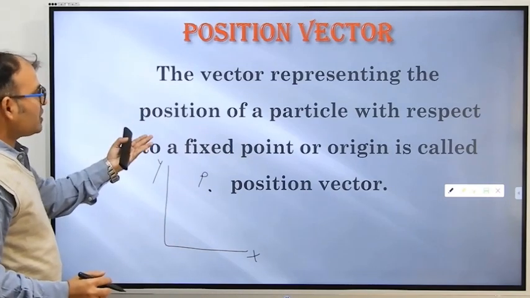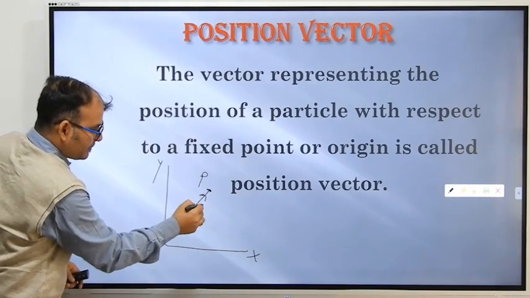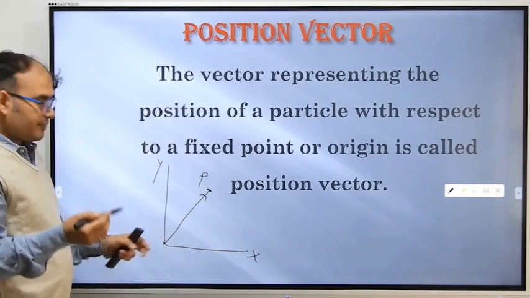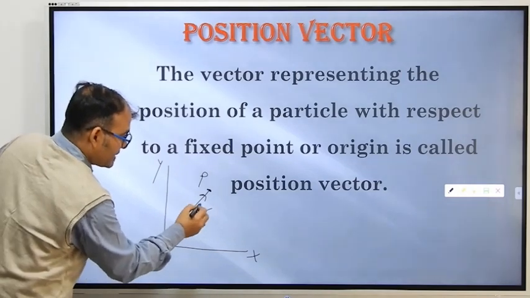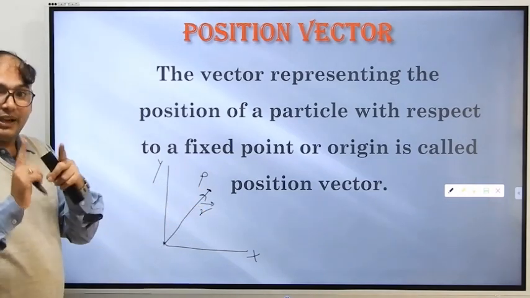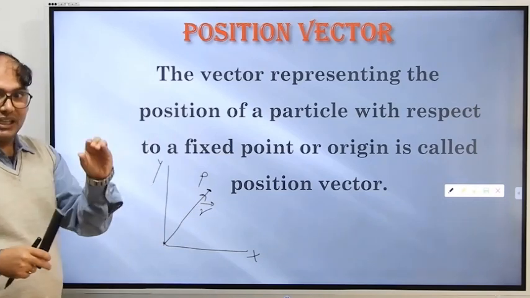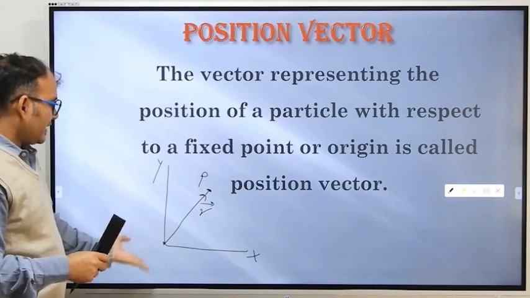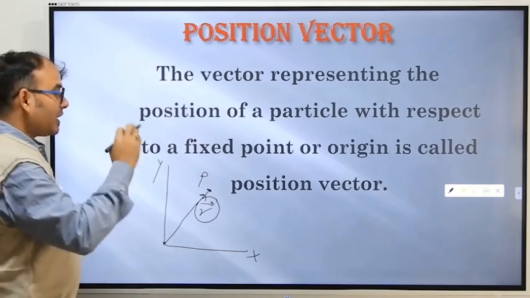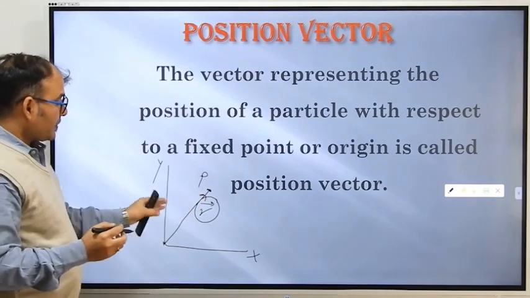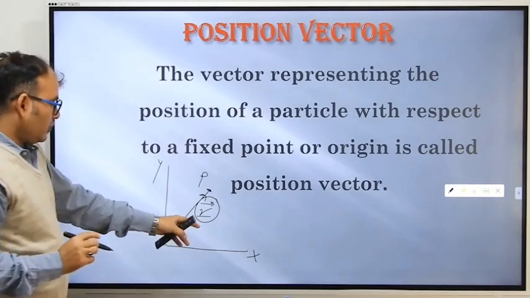So what is position vector? Position vector is the vector joining this point with respect to any fixed point. It may be the origin or it may be any other location. So the vector representing the position of any particle with respect to any fixed point or origin is called the position vector. It is generally represented by R, putting an arrow over it, because the representation of a vector is by putting an arrow on any symbolic quantity, that is R.